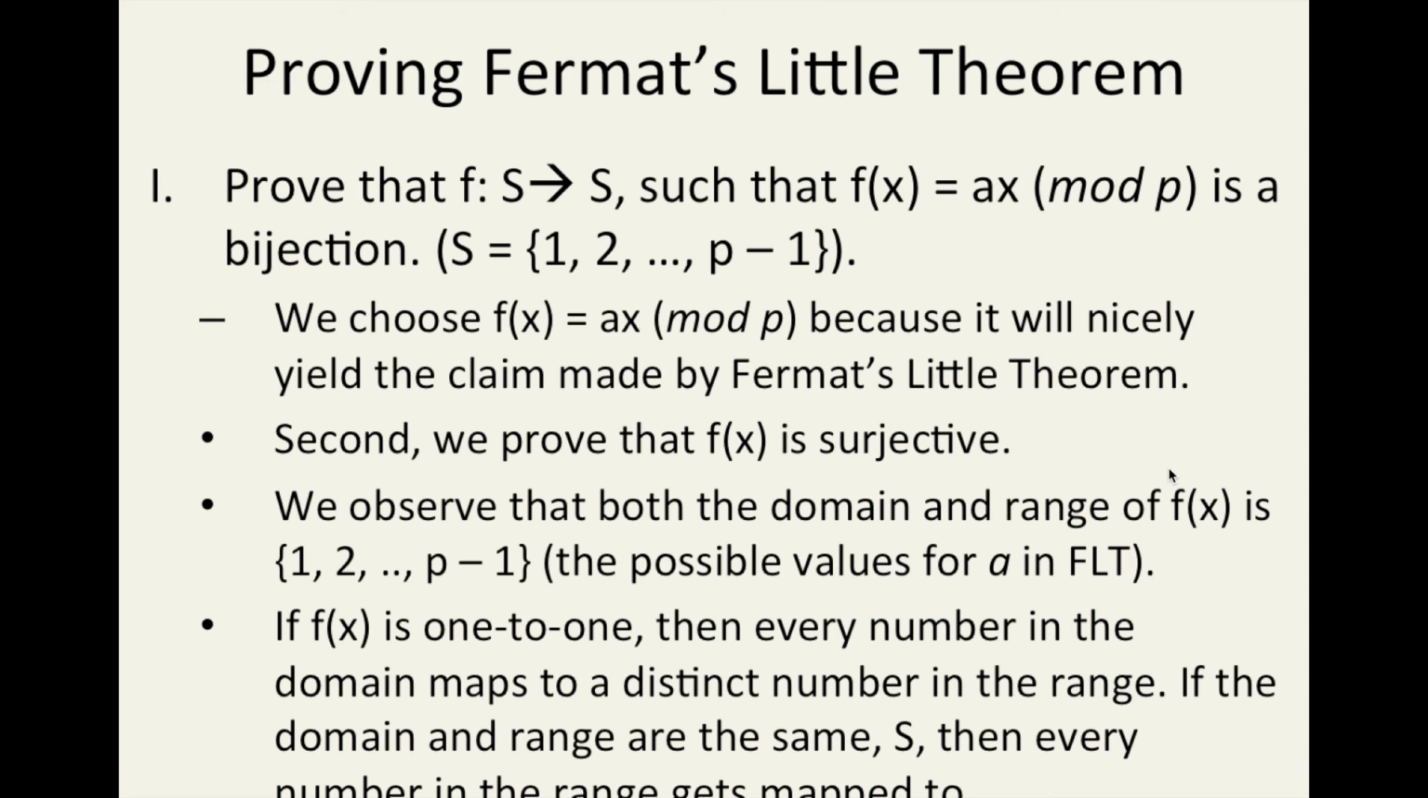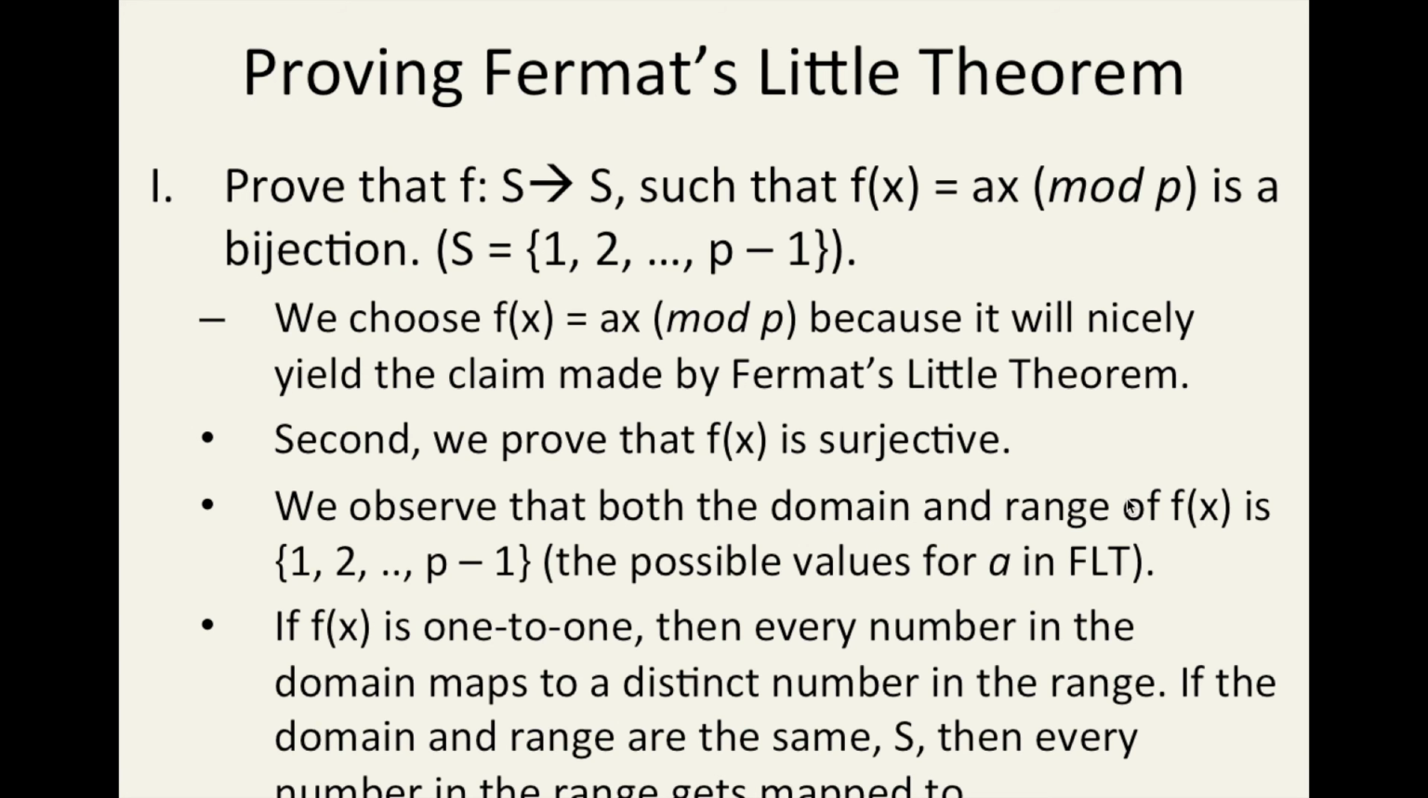Which is the same as the possible values for a as given by Fermat's little theorem. And the reason that the domain and range are these values is because we simply defined the range and domain as the set S, which, to make it fit Fermat's little theorem, we simply define as 1 all the way to p minus 1.